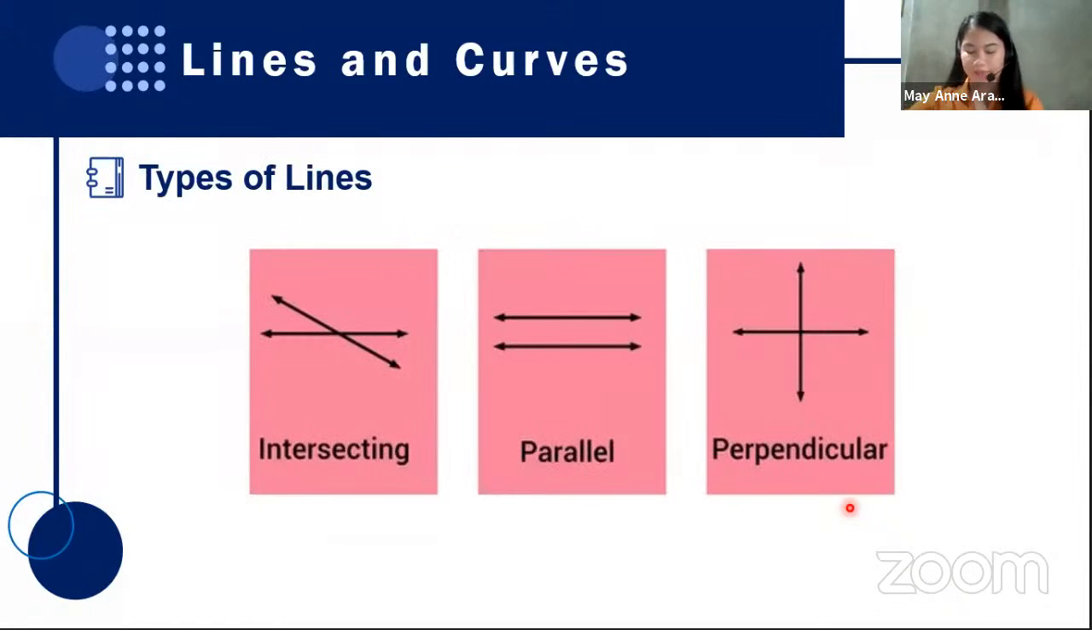Next, we have the types of lines. You have the intersecting lines. You can see the figure, they intersect. Parallel lines. And for perpendicular lines, two lines that form a 90-degree angle. Again, we have the intersecting lines, and this is the point of intersection of these two lines. The parallel lines do not intersect. And last, we have the perpendicular lines, lines that form 90 degrees.